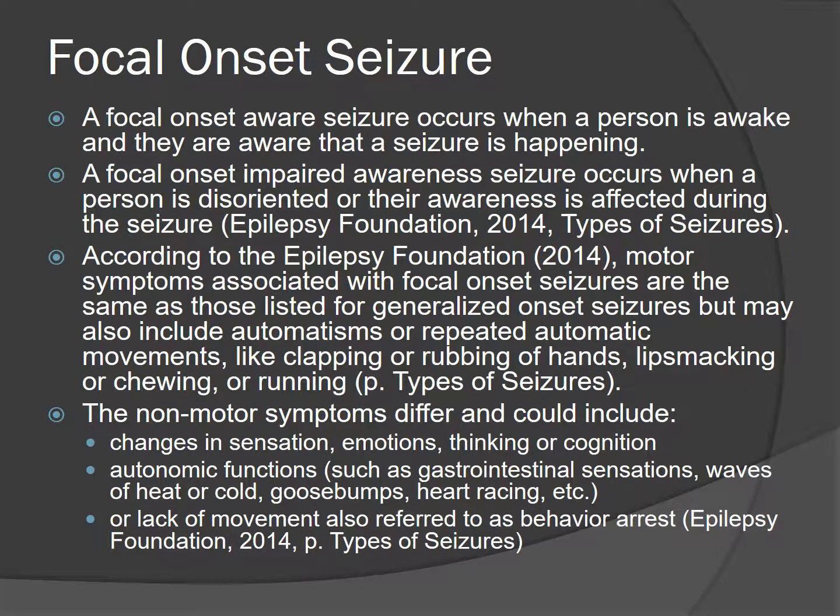When it comes to focal onset seizure, this occurs when a person is awake and they are aware that the seizure is happening. A focal onset impaired awareness seizure occurs when a person is disoriented or their awareness is affected during the seizure. And according to the Epilepsy Foundation, motor symptoms associated with this type of seizure are the same as those that we listed for the general onset seizure, but they may also include automatisms or repeated automatic movements. So repeatedly clapping or rubbing hands together, lip smacking, chewing, or running.